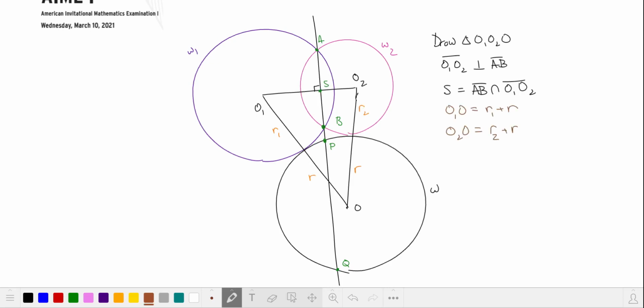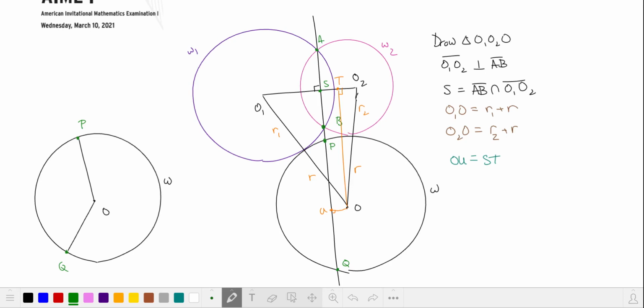We note that the distance from O1 to O is R1 plus R, and the distance from O2 to O is R2 plus R. Let's draw a perpendicular from O to the opposite side of the triangle, and we'll call this point T. If I draw a perpendicular from O to line PQ, and we call this point U, then OU is the same distance as ST. Taking a closer look at circle omega, arc PQ is 120 degrees. So when we draw OU, we create a 60-degree angle here at O. By the 30-60-90 triangle, the distance OU is half of the radius, R over 2.